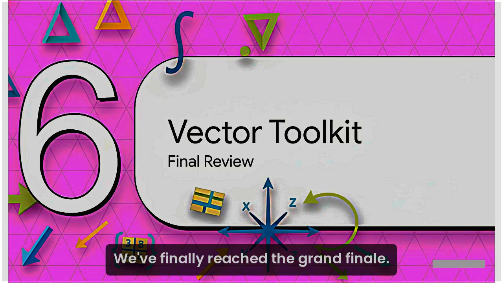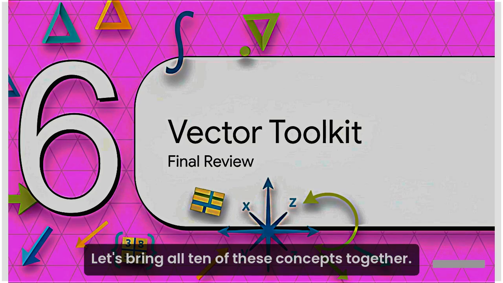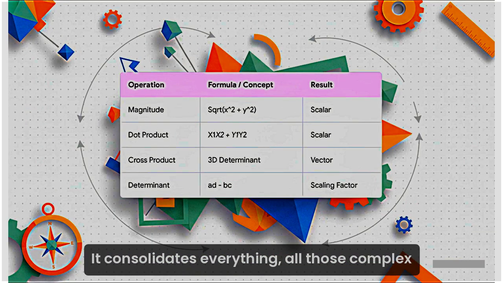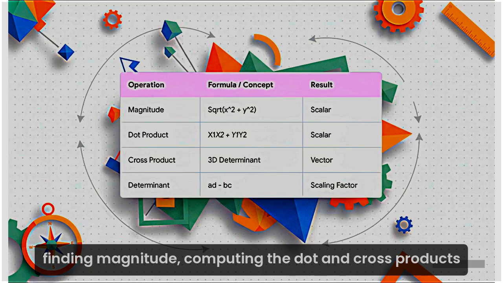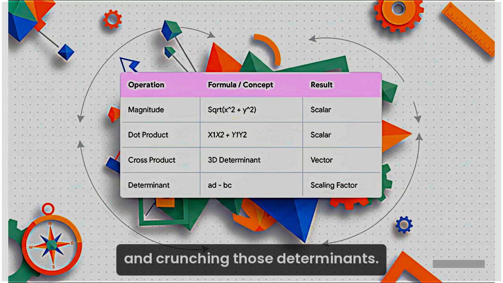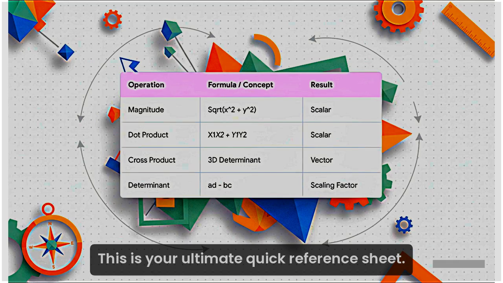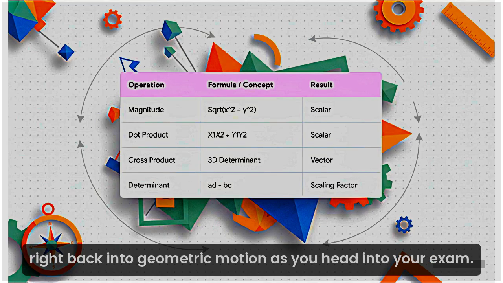We've finally reached the grand finale, Section 6, the Ultimate Vector Toolkit. Let's bring all 10 of these concepts together. This right here is absolute gold. It consolidates everything. All those complex algebraic formulas we've mapped to physical motion, finding magnitude, computing the dot and cross products, and crunching those determinants. They are all neatly organized right here. This is your ultimate quick reference sheet.